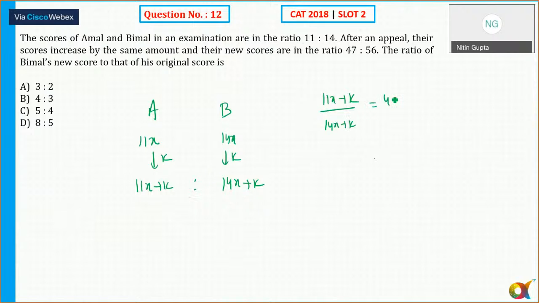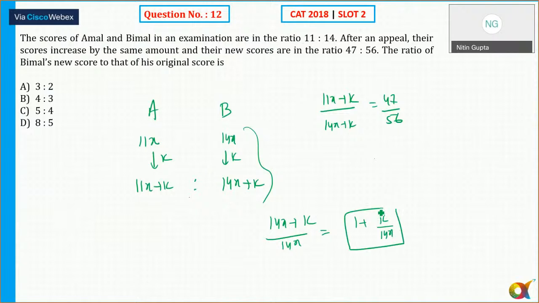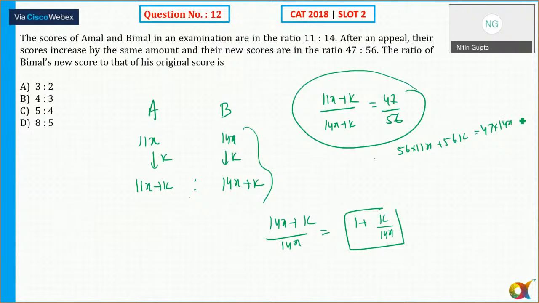is in the ratio 47/56. So if you solve these two equations, you can find the value of x in terms of k. And once you find x in terms of k, then the ratio of Bimal's new score to his original score, basically we need to find (14x plus k) upon 14x, which is equal to 1 plus k by 14x. If you cross multiply, that is 56 into 11x plus 56k, which is equal to 47 into 14x plus 47k.